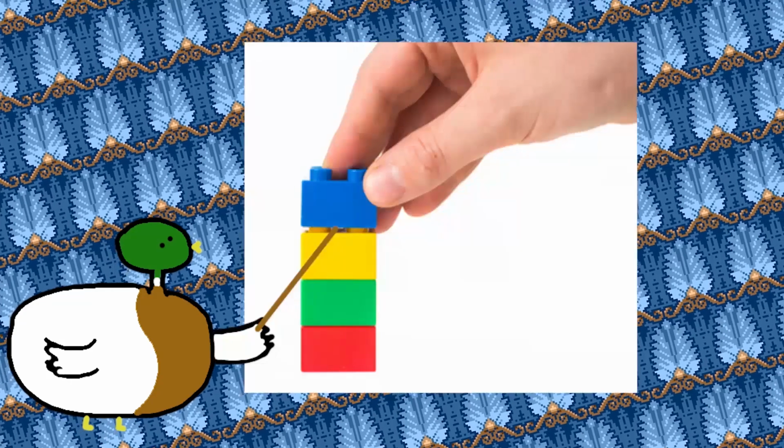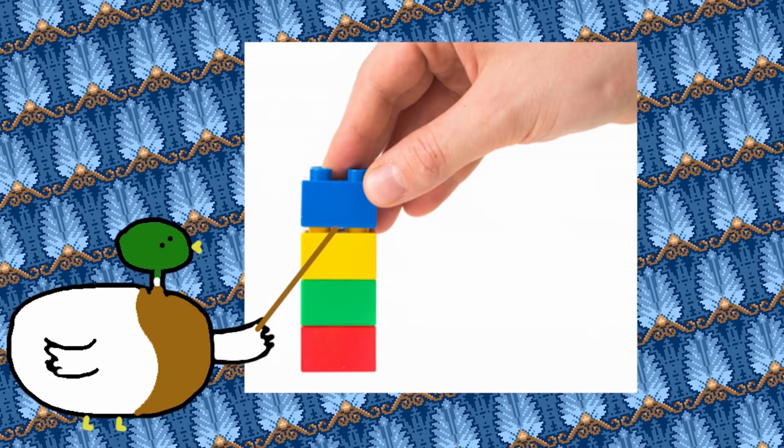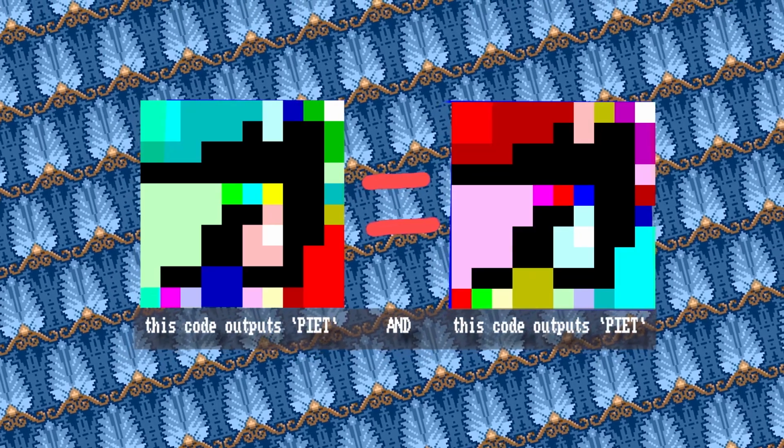Oh, and this language is stack based, which means it has its own memory that you can increase and decrease the value of, for example. More on that later. And it uses, as you know by now, colors. You might be wondering, what do the colors do and why is this code the exact same as this one? Well, there are two things you need to know about the commands.